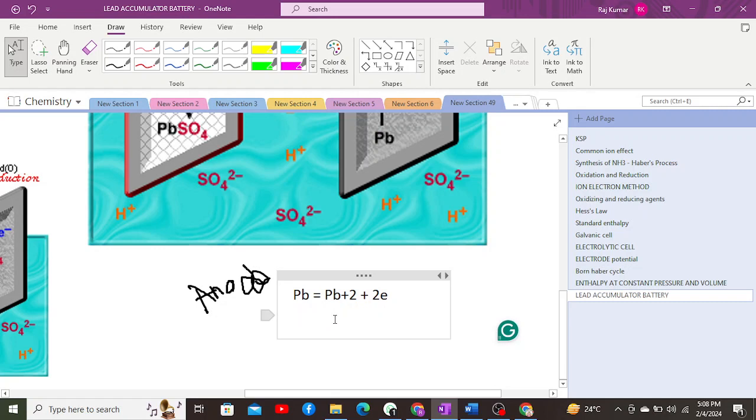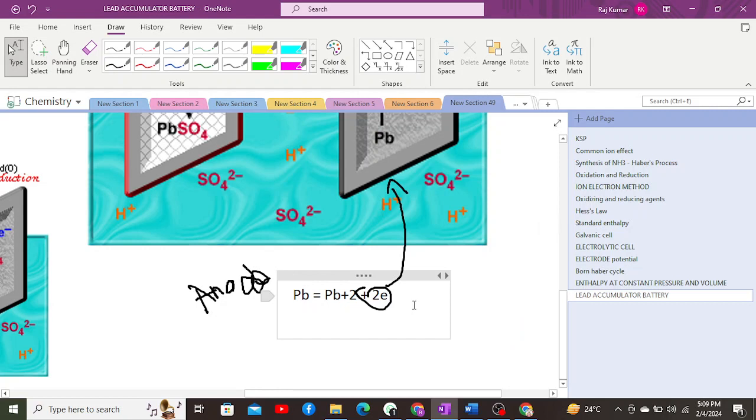Now these two electrons which are lost are sent towards the cathode, as a result of which oxidation occurs at the lead and reduction occurs at the cathode. These two electrons are now sent towards the cathode.